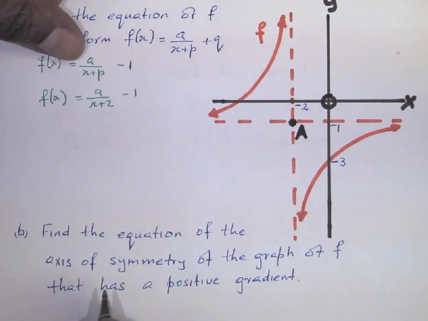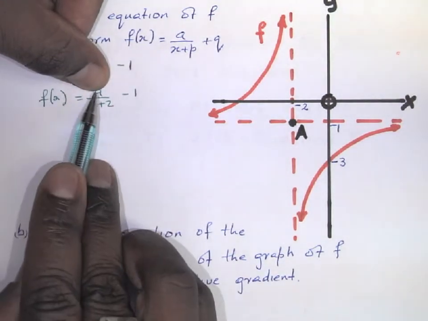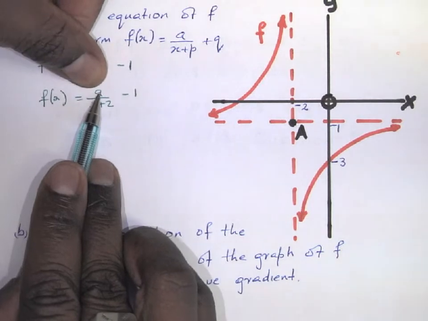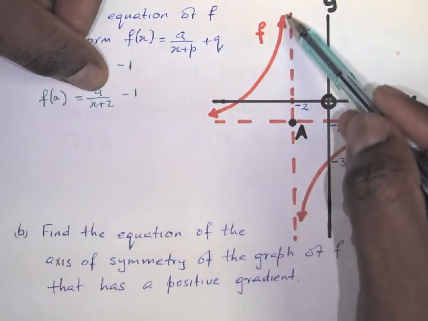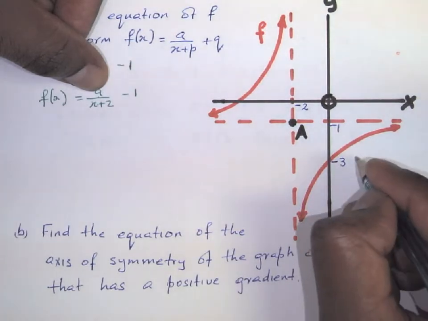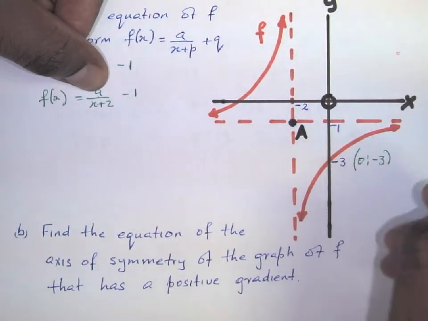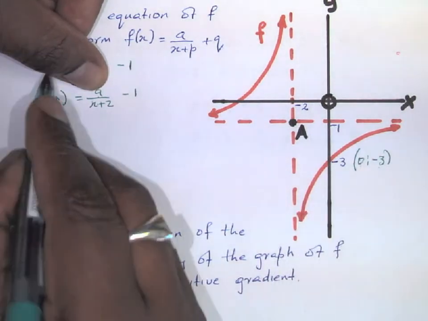Now the last thing to find is the value of a. To find the value of a, use any other point which is on the graph of f. There is no point here. There is a point over here. Note the coordinates of this point: x is 0, y is -3. So when x is 0, y is -3, and I can plug that in.